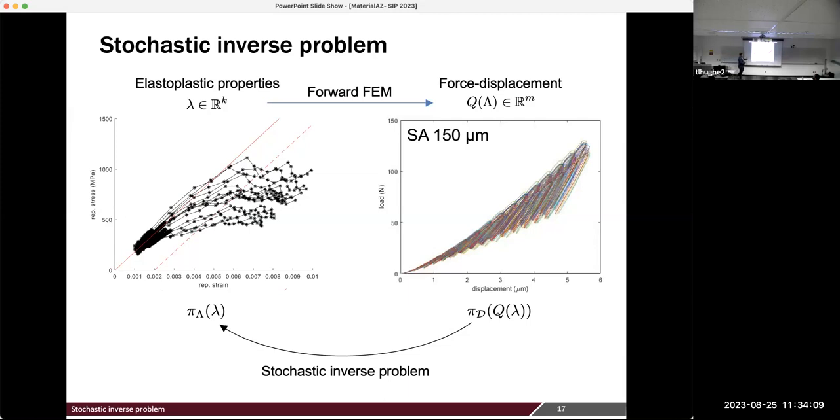So as opposed to just going from this to this, I want to work in the pi space. Pi space is my probability space. I want to go from the distributions of this to the distributions of this. And that's what we call a stochastic inverse problem.